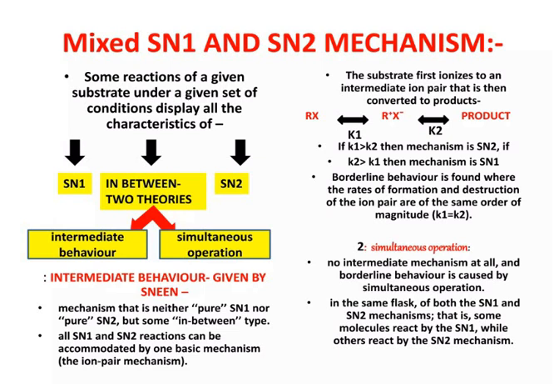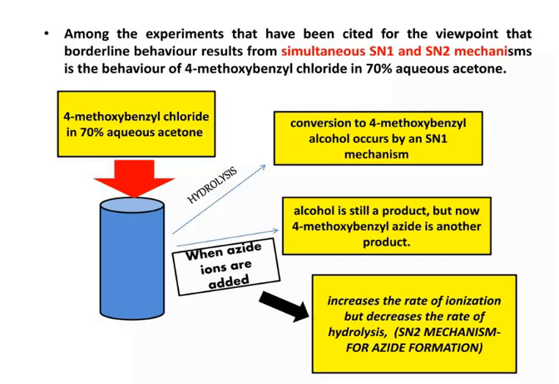Now simultaneous operation, no intermediate mechanism at all. Borderline behavior is caused by simultaneous operation in the same class of both the SN1 and SN2 mechanisms, that is, some molecules react by SN1 and others react by SN2. Among the experiments cited for the viewpoint that borderline behavior results from simultaneous SN1 and SN2 mechanisms is the behavior of 4-methoxybenzyl chloride in 70% aqueous acetone.